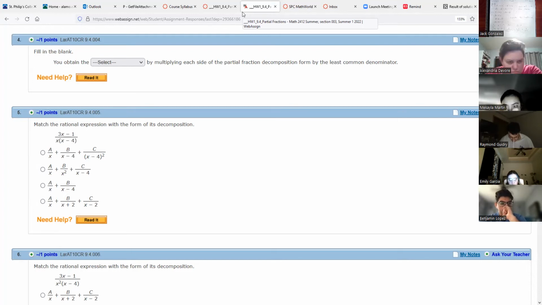Just like case 1. Yeah, it's going to be C. So A over the first factor, which is the x, and then B over the second factor. That's it. That is, again, half the credit of the question.